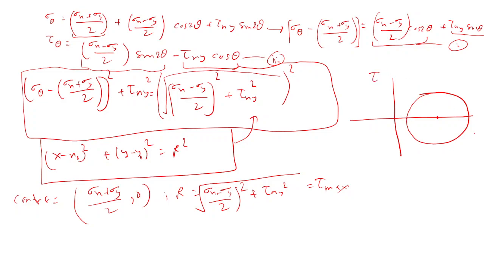Here it would be the tau and here it would be the sigma. So what is the center? The y coordinate of the center would always be 0, and this point is (sigma x plus sigma y) by 2, right? Okay, so till here is everyone clear? Yes sir. Okay.